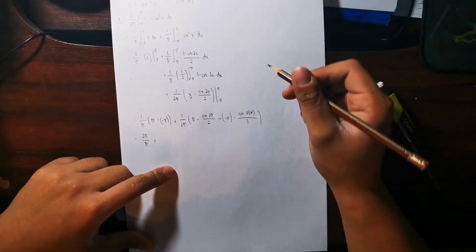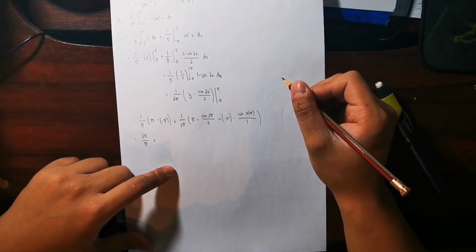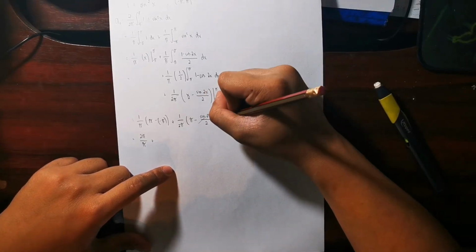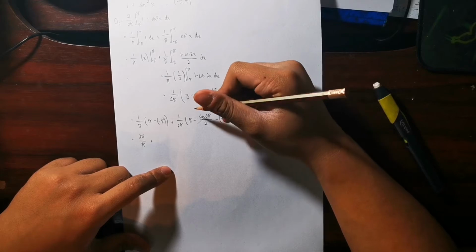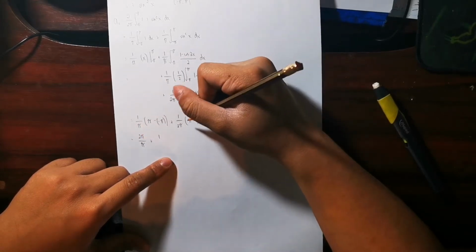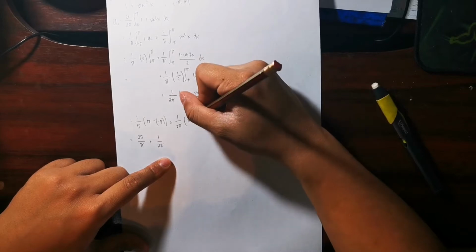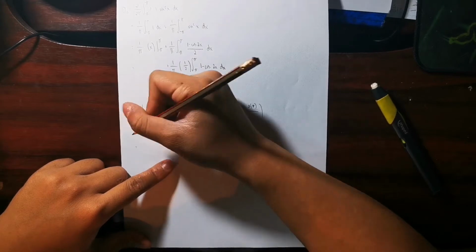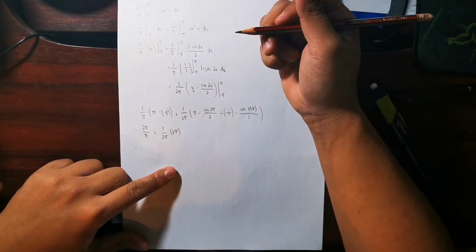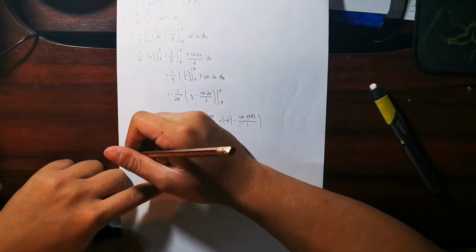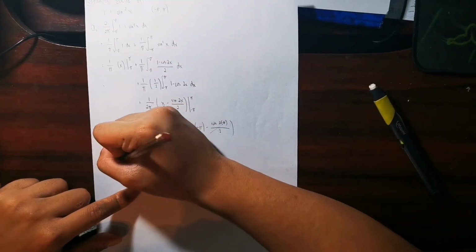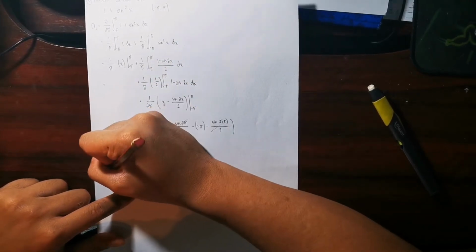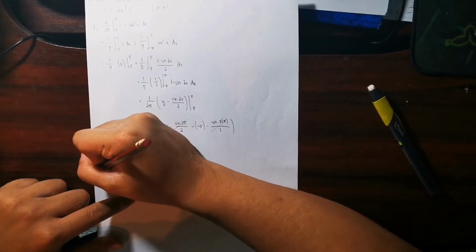Plus, here sine 2 pi will just equate to 0. This will equate to 0. If we transpose this sign to this sign, it will be plus. So all we have left is 1 over 2 pi times 2 pi. And here we finally have 1. Here we have 2 plus 1. So therefore our a sub 0 is equal to 3.